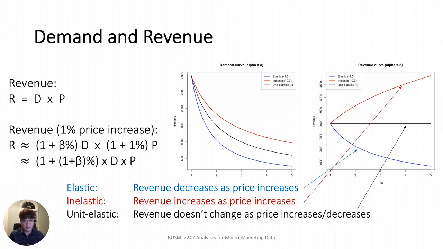For unit elastic demand, beta is the same as -1, thus 1 plus beta is 0. This means the revenue is constant over the prices, like this flat revenue curve. In this case, the loss in demand is the same as the gain from the price increase, so the revenue curve becomes flat.